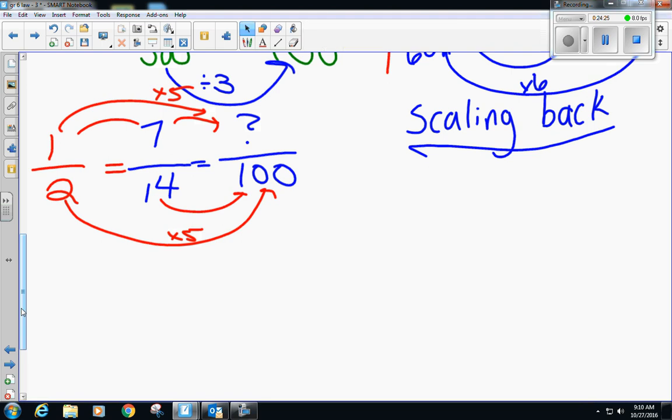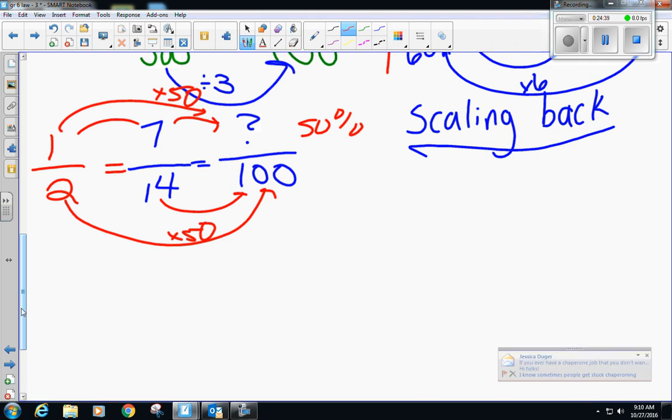It's just like reducing fractions. Try to find the greatest common factor. It's times 50. Yes, you're right. It is times 50. So it's 50%, which you guys should have come up with already because 7 out of 14 is half.